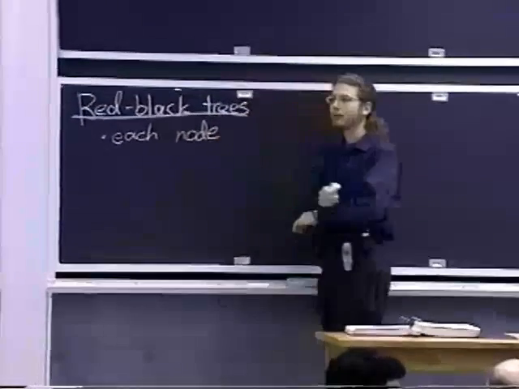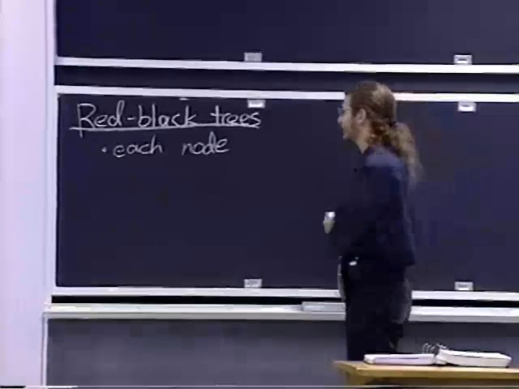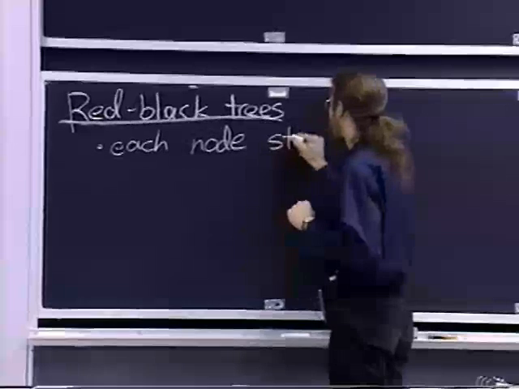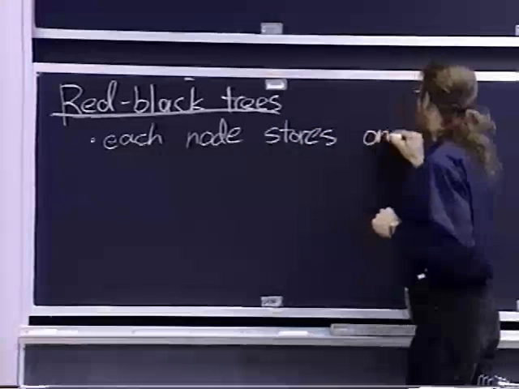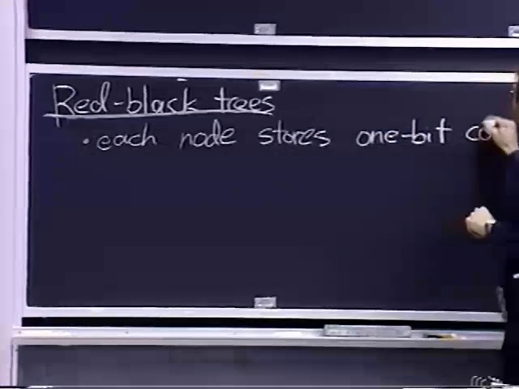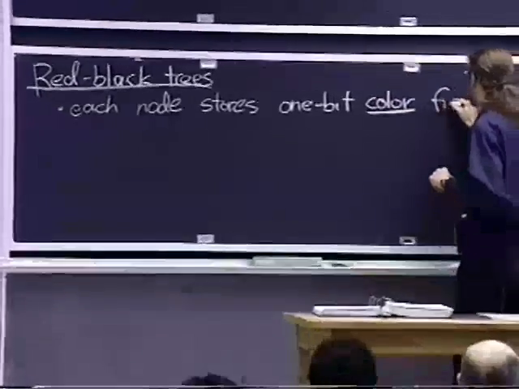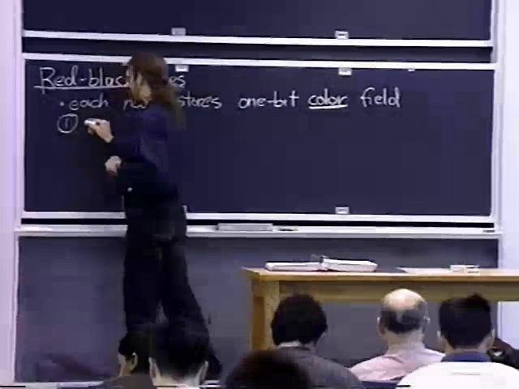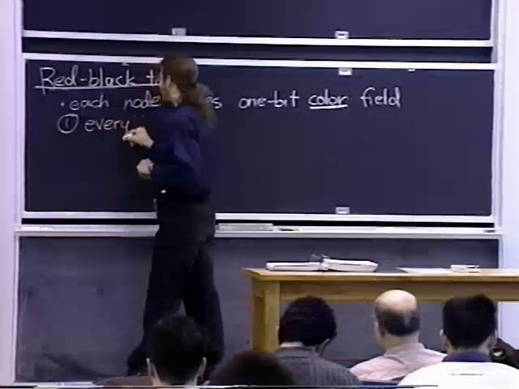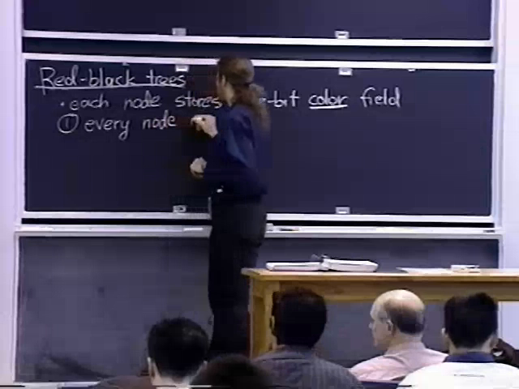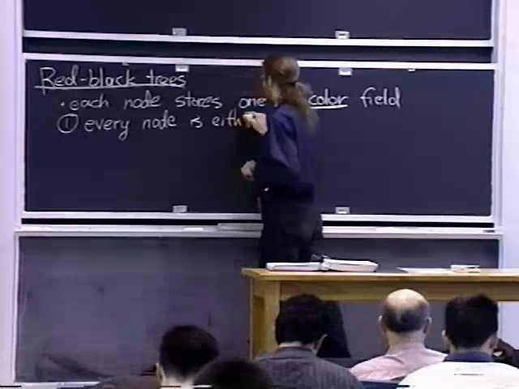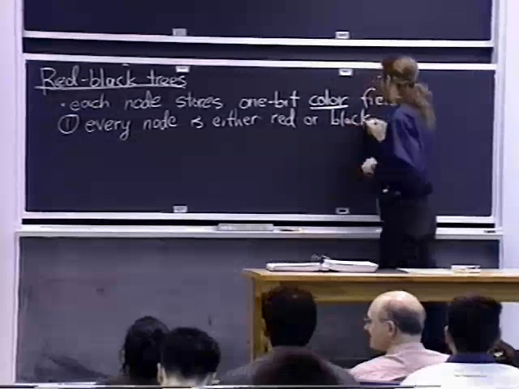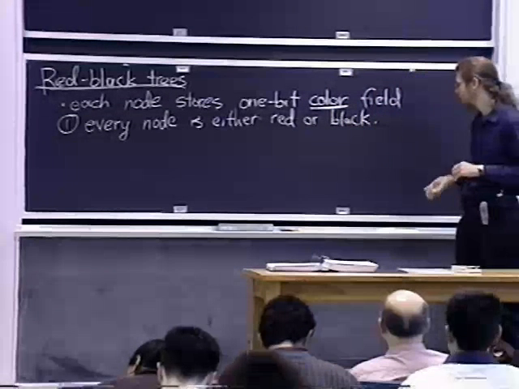So the first thing you want to know about red-black trees is why are they called red-black? And the reason is there are two colors, red and black. So each node stores a color in a 1-bit field. And the first property about these colors is that every node is either red or black. So that's where the name comes from.